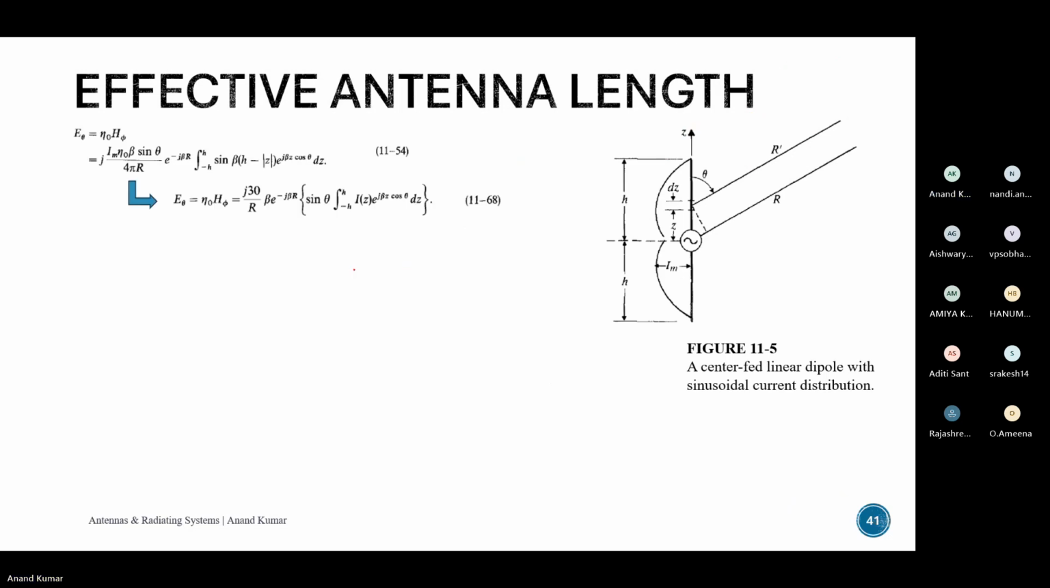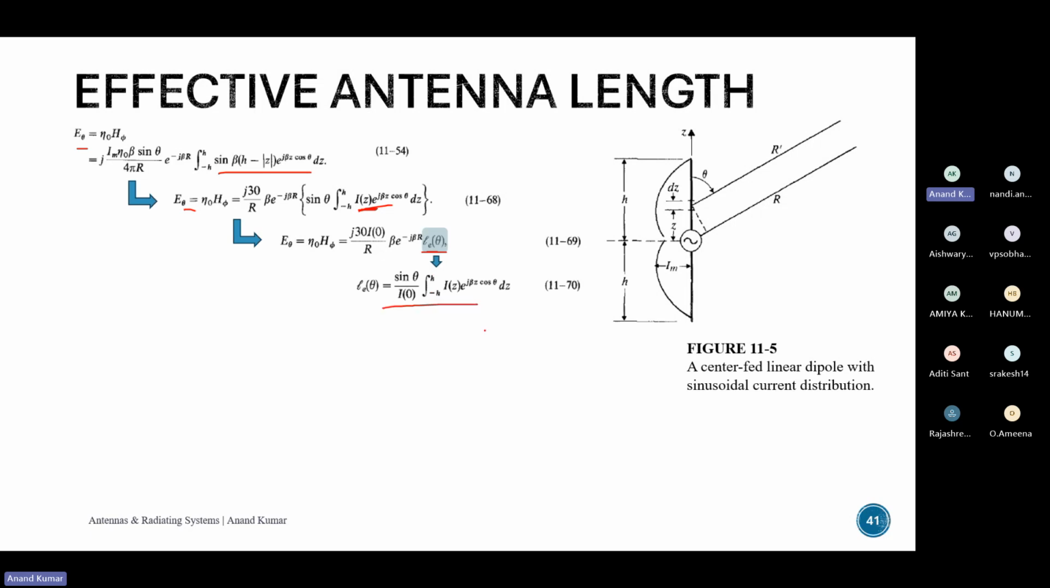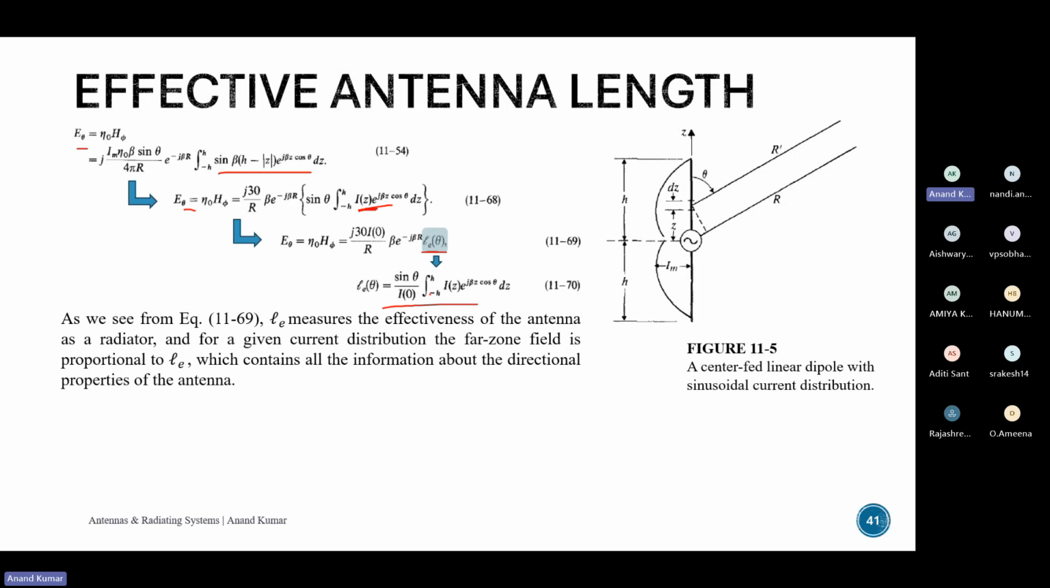Now, we started with the expression for the thin wire dipole, and the electric field was dependent upon the current distribution, and we can separate this out from the expression by using the term effective length. And this effective length is given by this expression over here. Now, from this expression, LE measures the effectiveness of an antenna as a radiator, and for a given current distribution, the far zone field is proportional to LE.